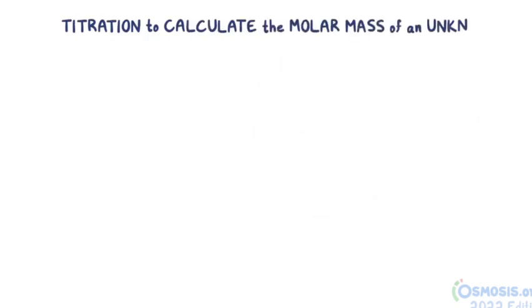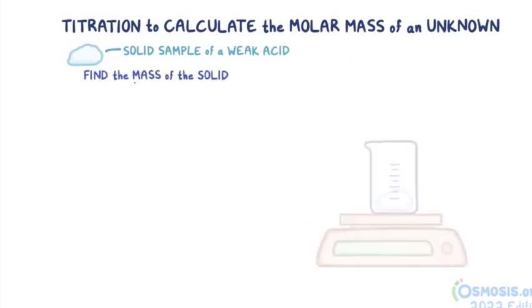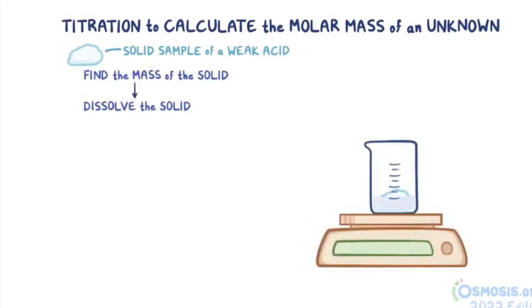In addition to using titration to find the concentration of an unknown, we can also use titration to calculate the molar mass of an unknown. Let's say we have a solid sample of a weak acid, and we first find the mass of the solid. Then we dissolve the acid in some distilled water and we measure the final volume of the solution.